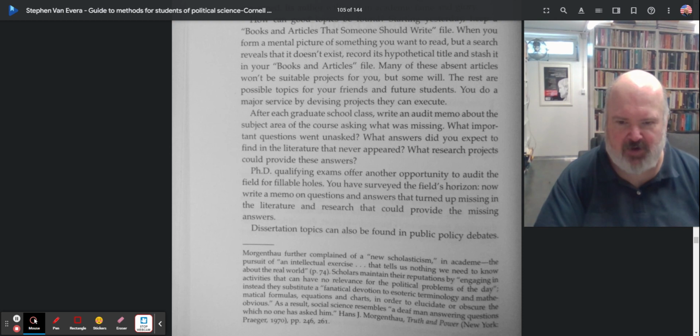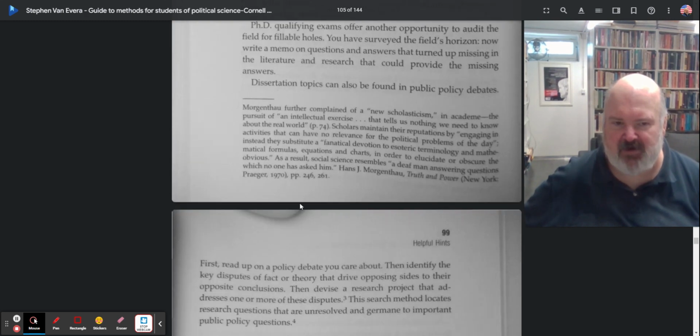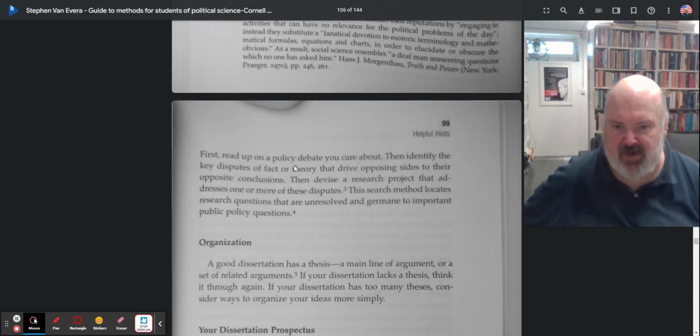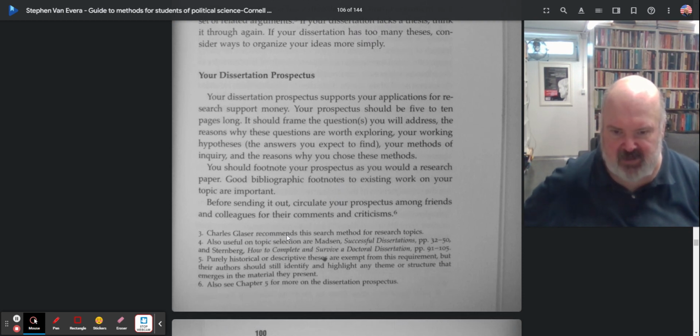Qualifying exams offer an opportunity to audit the field. You have surveyed the field's horizon. Now write a memo on the questions and answers that turned up missing in the literature and the research that could provide the missing answers, right? Dissertation topics also can be found in policy debates. First, read up on the policy debates you care about, and then identify the key disputes of facts and theories that drive the opposing sides to their opposing conclusions. Then devise a research project that addresses one or more of these disputes, right? That's three.